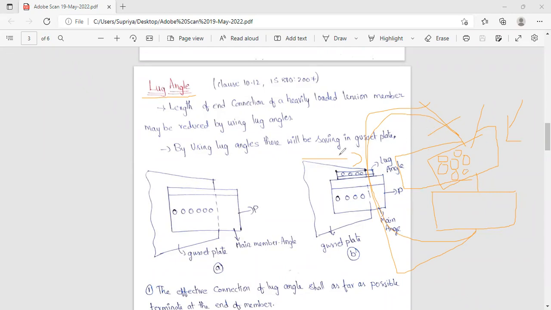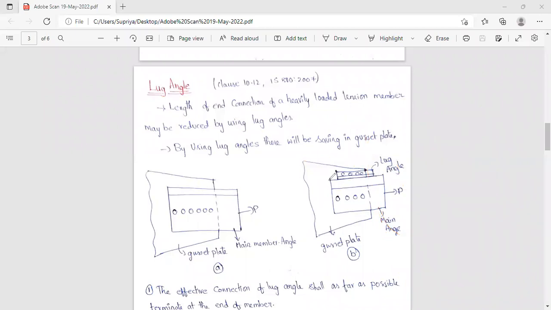Okay, if the length of the gusset plate is increased, what happens? It is not economical because the area of the gusset plate we have to provide will be more. So it will not be economical because material consumption is more. So in those cases, what we are doing is avoiding the increase in the area of the gusset plate by providing an extra angle like this.